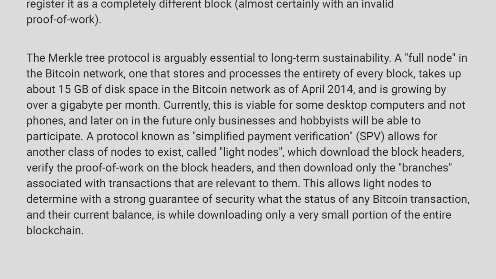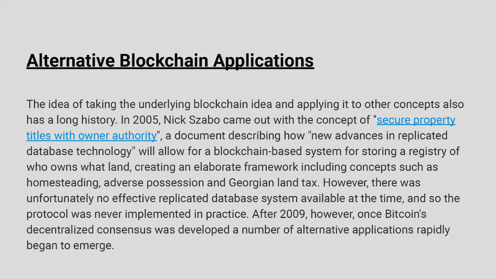A protocol known as Simplified Payment Verification, SPV, allows for another class of nodes to exist, called light nodes, which download the block headers, verify the proof of work on the block headers, and then download only the branches associated with transactions that are relevant to them. This allows light nodes to determine with a strong guarantee of security what the status of any Bitcoin transaction and their current balance is, while doing only a very small portion of the entire blockchain.